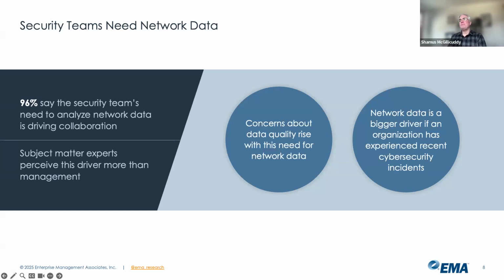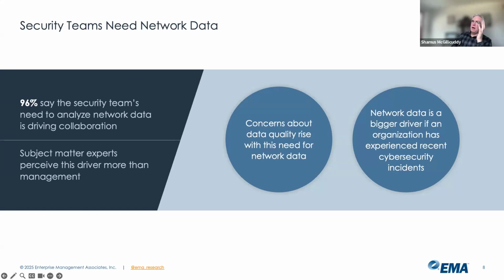On the flip side, people who tell us that security's need for network data is a significant driver of collaboration are more likely to tell us that data quality is a challenge in collaboration. So that tells us that the networking teams' ability to collect good data, to the extent that the security team needs it, can sometimes be challenged or stretched.